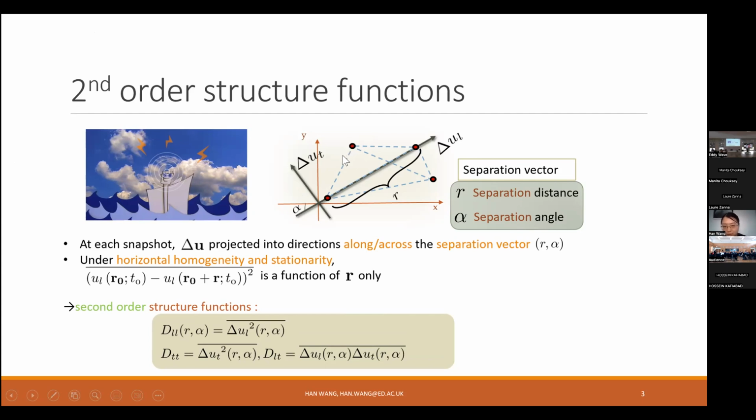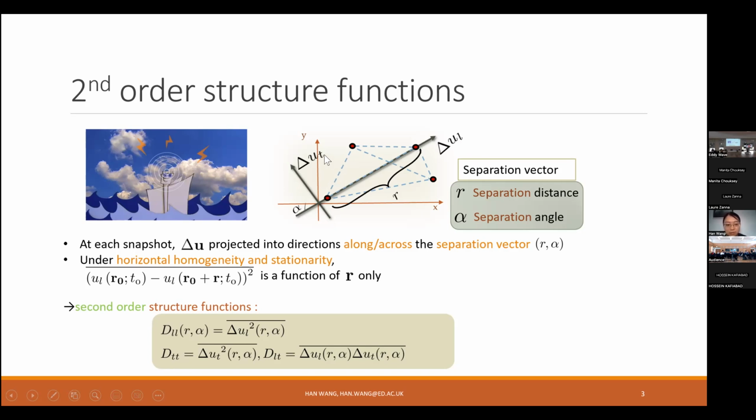and then we can form a lot of drifter pairs denoted by these dashed lines. And then suppose we focus on this specific drifter pair, and then we can draw a vector that connects the two drifters. And this vector connecting the two locations of the two drifters in the pair is what we call the separation vector. And we use polar coordinates, where r denotes the distance and alpha denotes the polar angle. At each temporal snapshot, we can project delta u, which is the velocity difference measured by the two drifters in the pair, onto two directions, along and across the separation vector, delta u_L and delta u_T, where L denotes longitudinal and T denotes transversal.